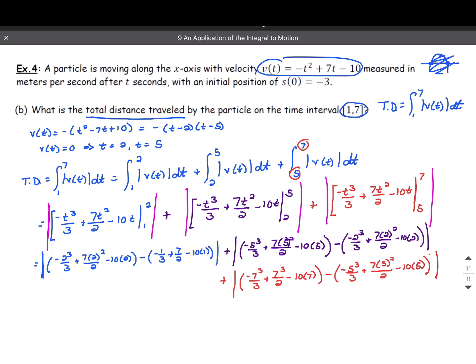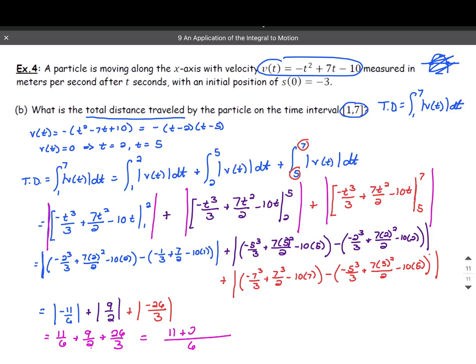If you grab your calculators, you're going to see that we will have the absolute value of negative 11 over 6 plus the absolute value of 9 halves plus the absolute value of negative 26 over 3, which will give us 11 over 6 plus 9 over 2 plus 26 over 3, which means we have a least common denominator of 6. The 11 doesn't change. We had to multiply the 2 by 3, so 9 times 3 is 27. We had to multiply the 3 times 2, so 26 times 2 is 52. Add that up, it's 90 over 6, which gives us 15 feet.